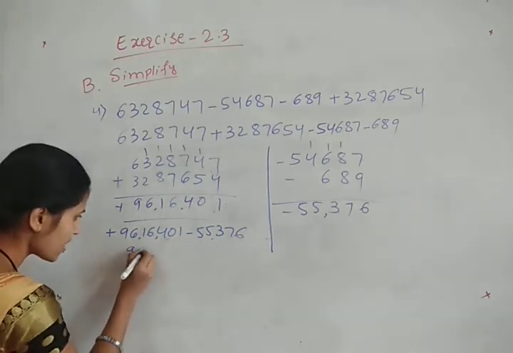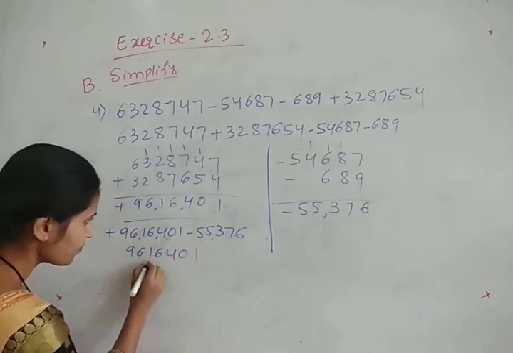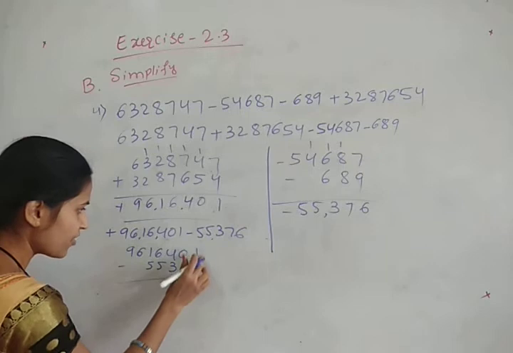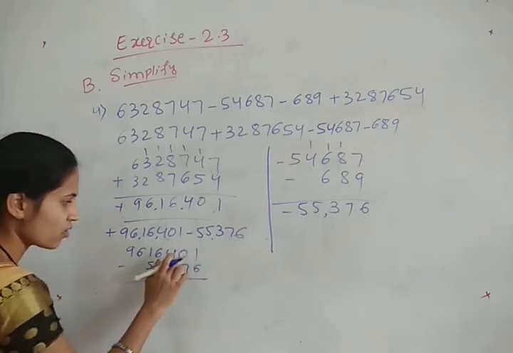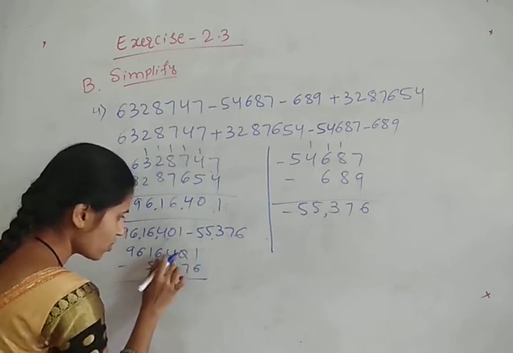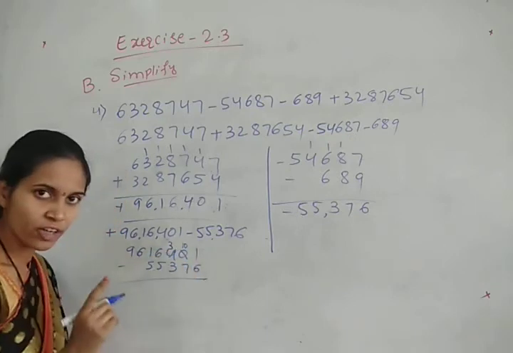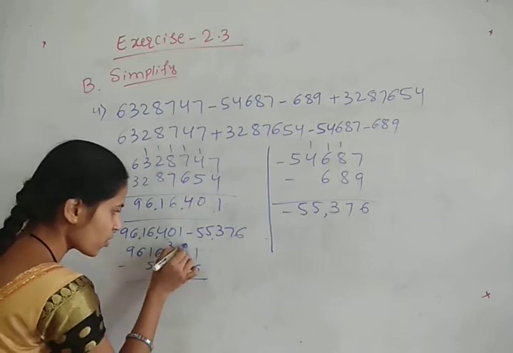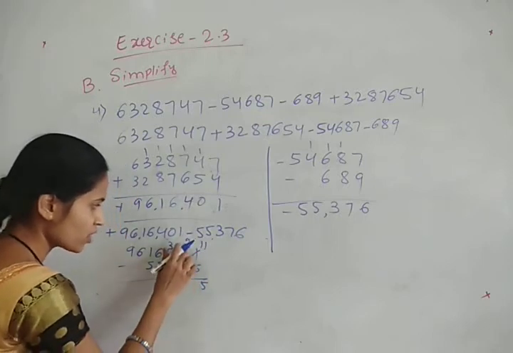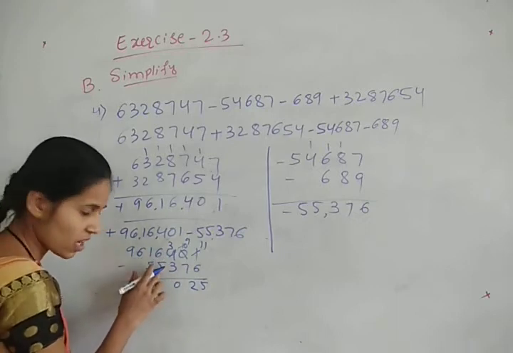55,376. Now see here, 9616401. From this, what I will do? I will subtract 55,376. Okay. 1 minus 6 is not possible. Now if I take 1 borrow, but here it is 0, I will take 1 borrow from this 4. Now this 0 becomes 10, here we left with 3. Okay, now from this 10 I need to take 1 borrow. If I take 1 borrow from this 10, now this 10 becomes 9, here we have 11. Okay, 11 minus 6 is 5. Now 9 minus 7 is 2, 3 minus 3 is 0 only, 6 minus 5 becomes 1.